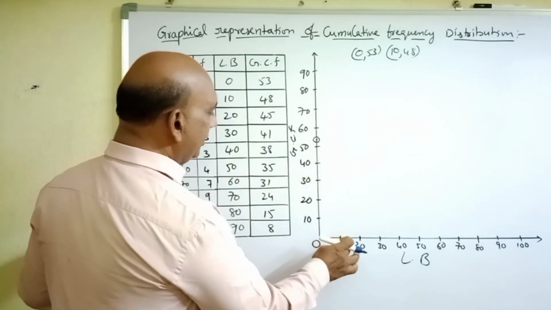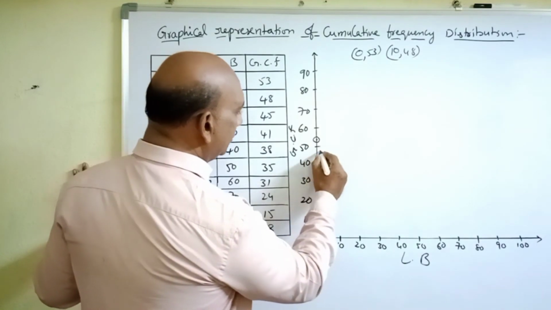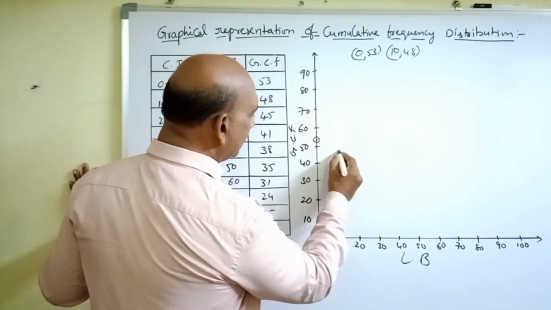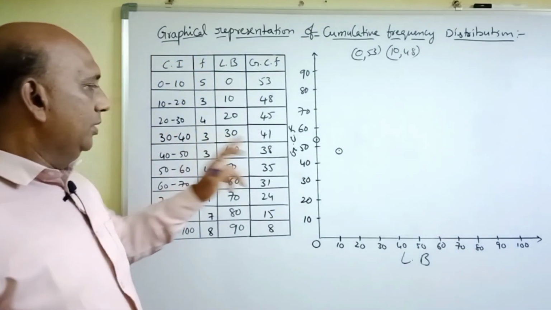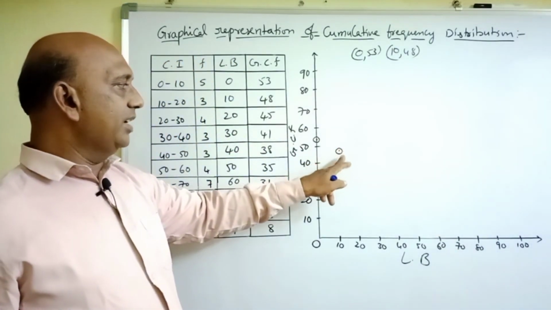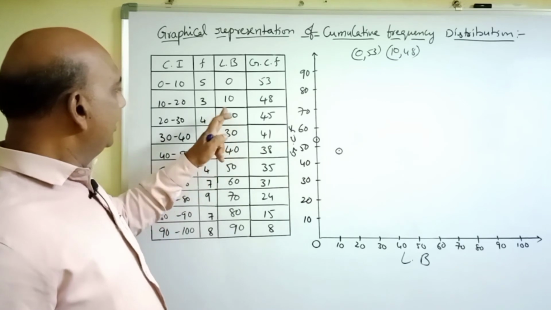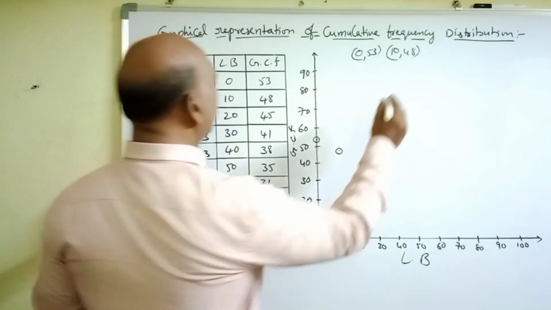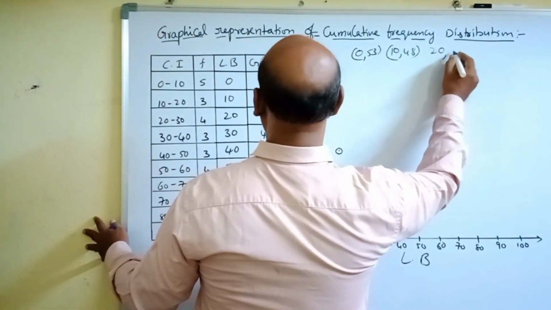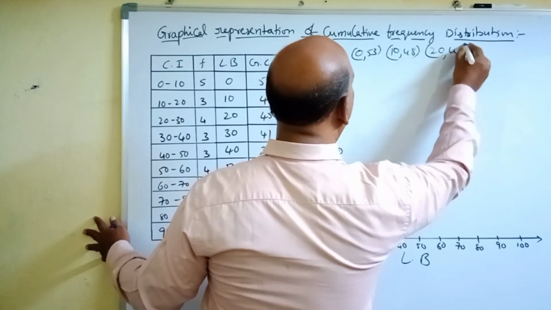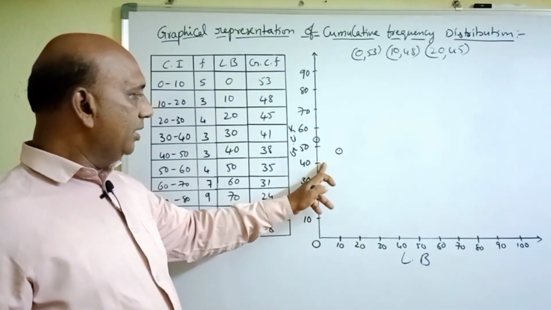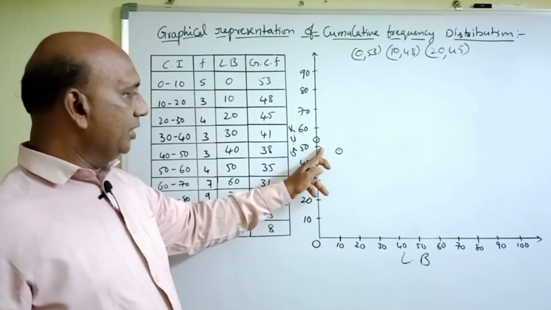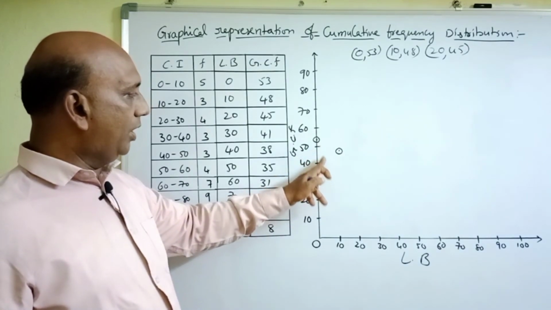So this is 10 and 48 is here. So the perpendicular distances of these two values will give this point. This is the second point. And then 20, 45. So we have to plot the point 20 and 45. So 20 is here and 45 means between 40 and 50, so exactly in the middle of 40 and 50.